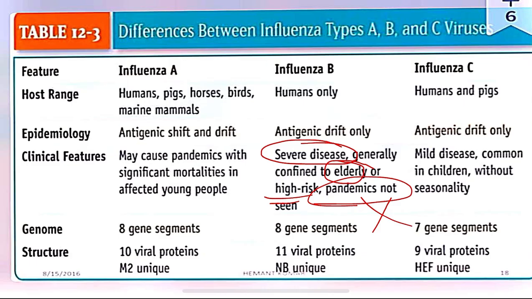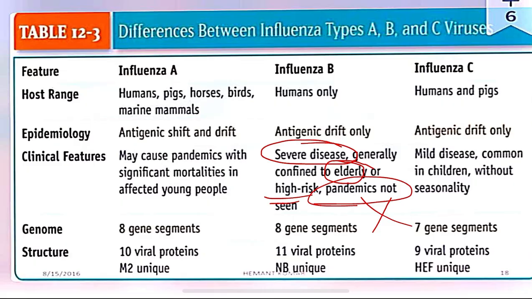Usually with influenza, we come across people commonly telling us they have the flu. So the influenza C type is commonly seen in children without any seasonality, and it is a very mild one. The genome: here we have 8 gene segments, whereas in influenza C we have 7 gene segments. Structure: 10 viral proteins, in influenza B, 11. In influenza C, we have 9. M2 is unique, NB is unique, and HEF is unique.